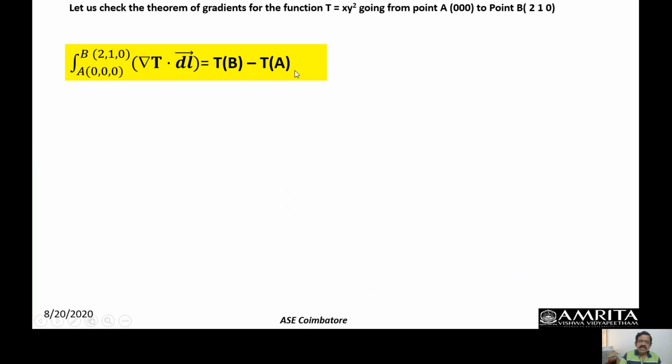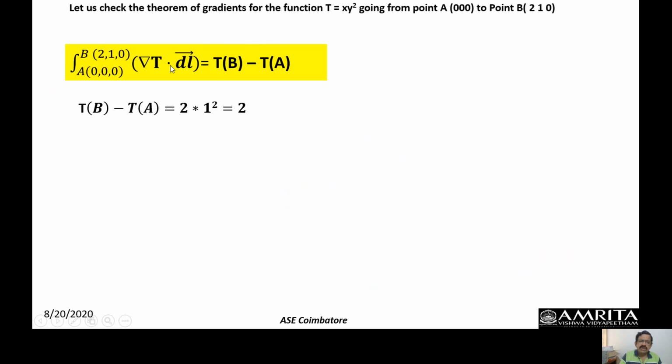So the easiest way obviously is going to be the right hand side. So let us evaluate the right hand side. The right hand side is going to be T of B minus T of A, equal to 2 into 1 square, because y is actually changing from 0 to 1. So xy square means 2 into 1 square, and here it is all 0, 0. That is, I am moving from the origin to this point.